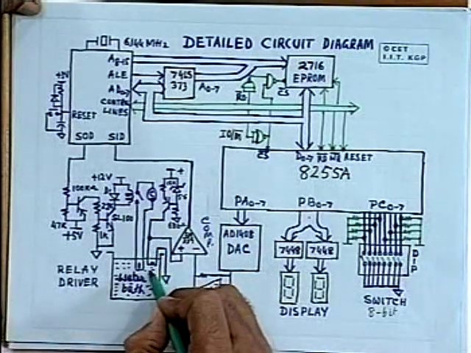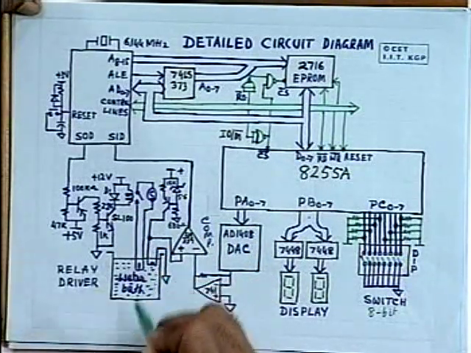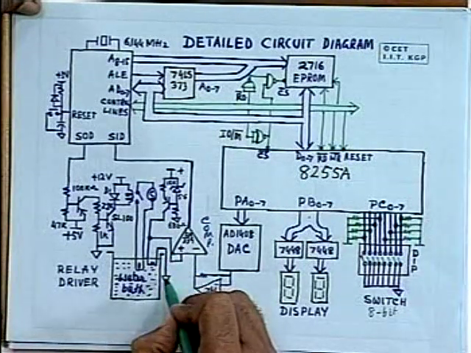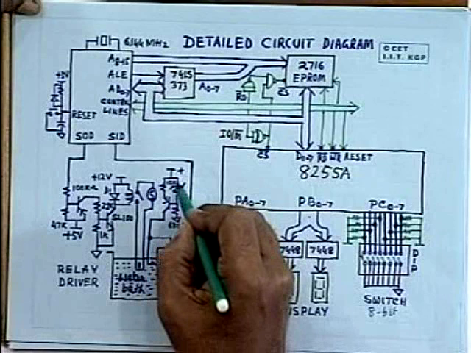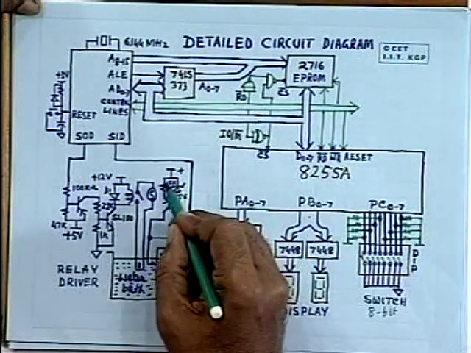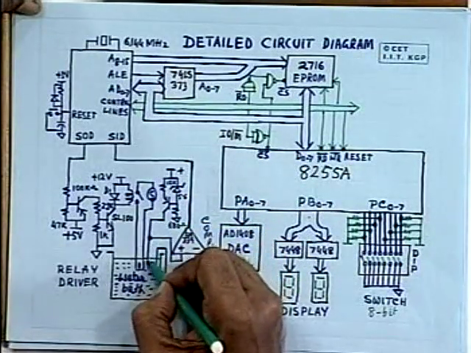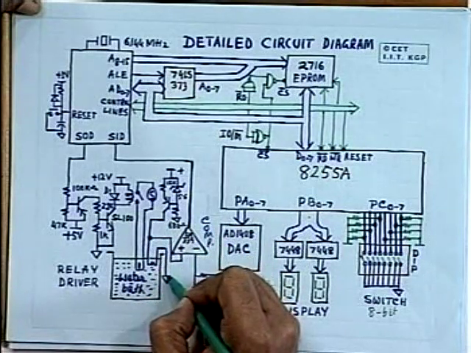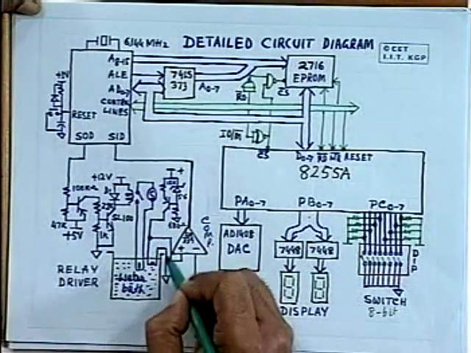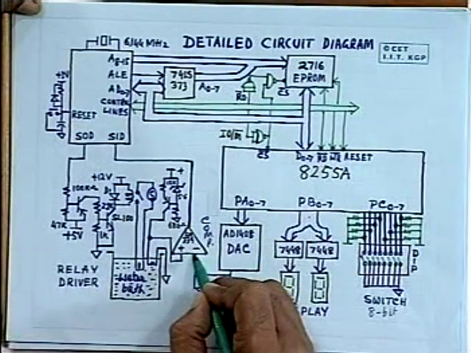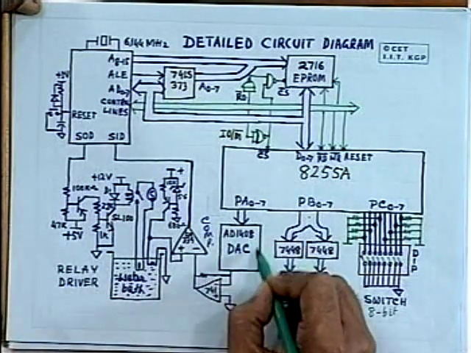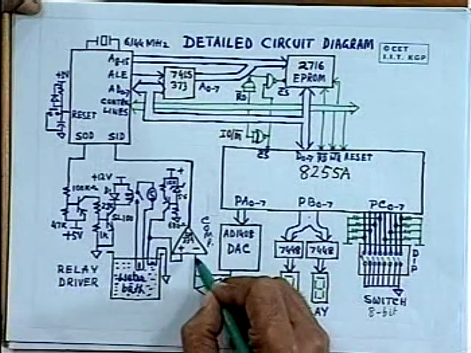Now the thermistor is shown here. One end of the thermistor is grounded and the other end is connected to a constant current source. So whenever the constant current is allowed to pass through the thermistor, a voltage is developed across it. That voltage is applied to one input of the comparator, and the other input of the comparator is coming from the output of the digital to analog converter.